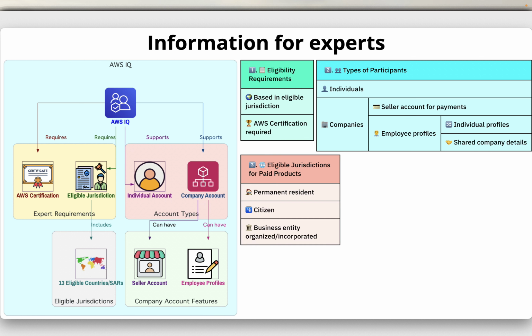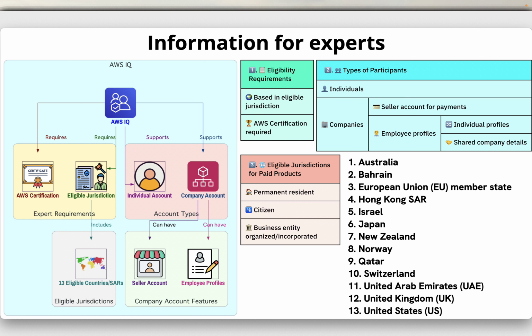An eligible jurisdiction for paid products. To sell paid software in AWS Marketplace, you must be a permanent resident or a citizen in one of the following countries, or SARs, or a business entity organized or incorporated therein. And this is the list. So this is in alphabetical order: Australia, Bahrain, European Union member state, Hong Kong SAR, Israel, Japan, New Zealand, Norway, Qatar, Switzerland, United Arab Emirates, United Kingdom, and United States.